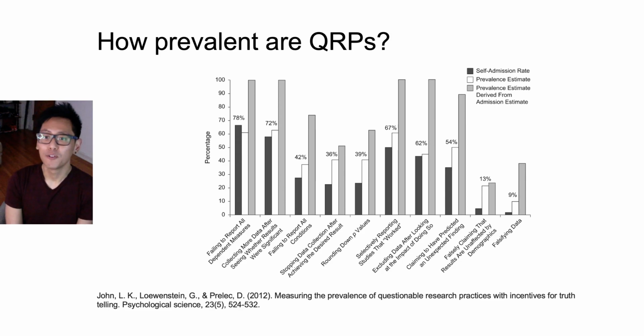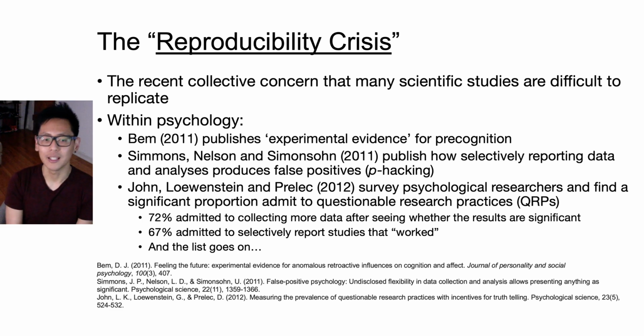These are only self-admission rates. From those self-admission rates, John, Loewenstein and Prelec estimate the prevalence of these questionable research practices in the literature to be close to 100%, as you can see here by the lighter gray bar. So these three papers together, and others that I haven't included here, led researchers to realize, oh, there is a potential preponderance of false positives circulating in the literature because of these questionable research practices that insert researcher bias into the results, and potentially psychological researchers are unaware that this is questionable. These papers sparked efforts to replicate results to see which ones were reliable and true.